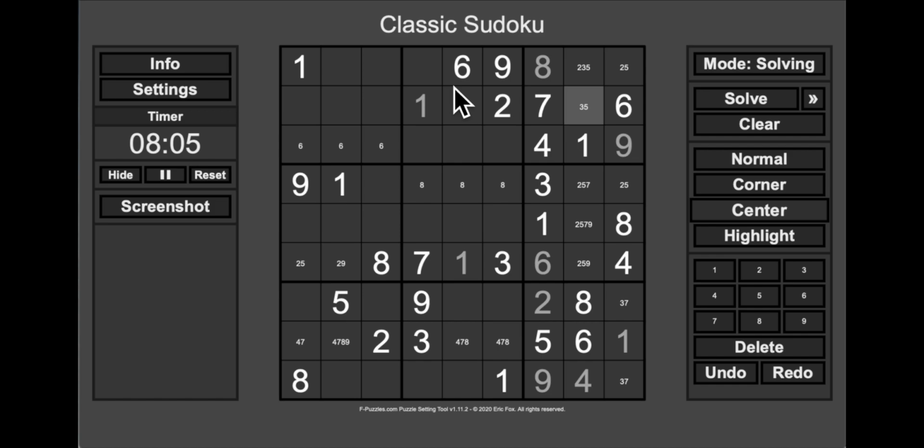Well, let's see. In box 2, I have 4 digits placed. That's probably my next obvious spot. 1, 2, 6, and 9 are placed. I need 3, 4, 5, 7, 8 to fill in. Well, these two can't be 7 or 3.